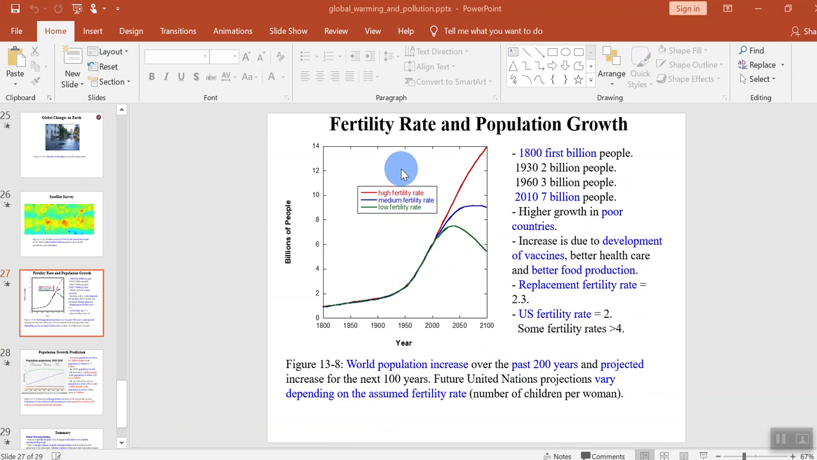Okay, fertility rate and population growth. Fertility rate is the number of children per woman. So in other words, the population has been growing, 1800 first billion. Now there's over between 7 and 8 billion. Higher growth, fertility rate in poor countries, increases due to development of vaccines, better food production. The replacement fertility rate or the population remains stable is 2.3. In the US is close to 4. In some countries it's higher than, close to 2, higher than 4.